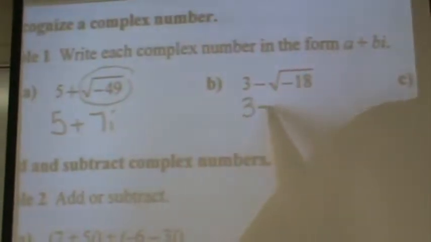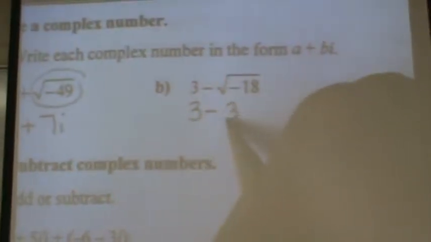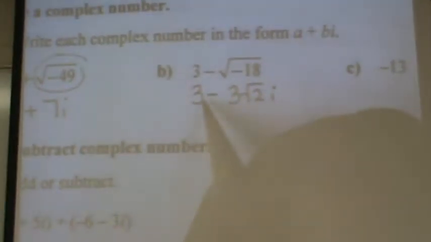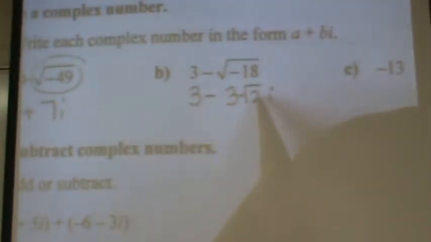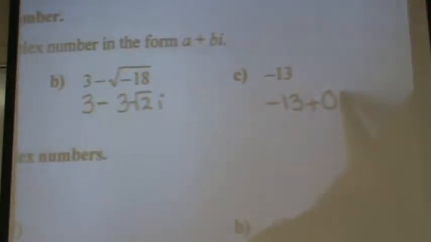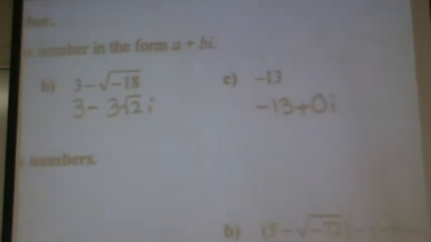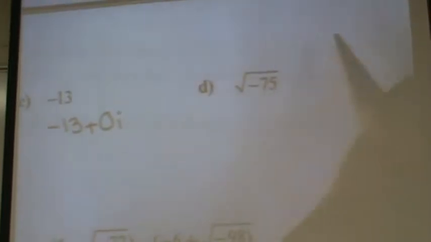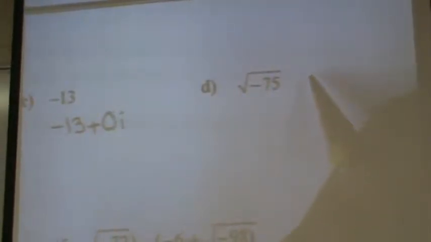3 minus 3 root 2 i. Now, this is the a part, this is the b part, and that's the i, standard form. Do we have a denominator? We have no denominator so far. How about this one? They just want you to put 0i. They want you to write it in this a plus bi format. What about this letter D?